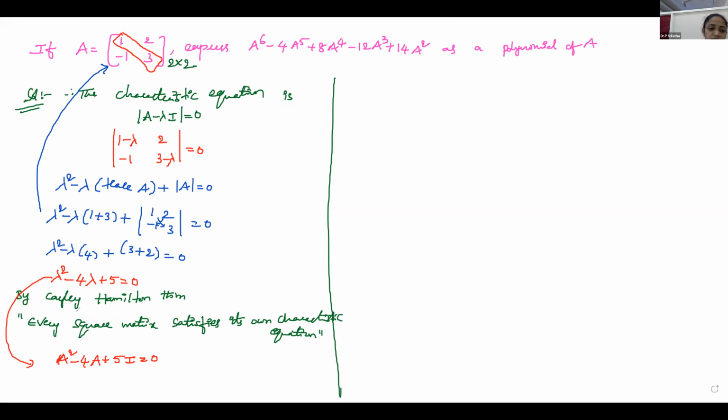Okay, so no need to prove this one, because in the question they have not mentioned verify Cayley-Hamilton theorem, isn't it? So directly we can take this equation in terms of A. That is A square minus 4A plus 5I equal to 0. Now here I am writing this in terms of A. So A square equals 4A minus 5I, isn't it?